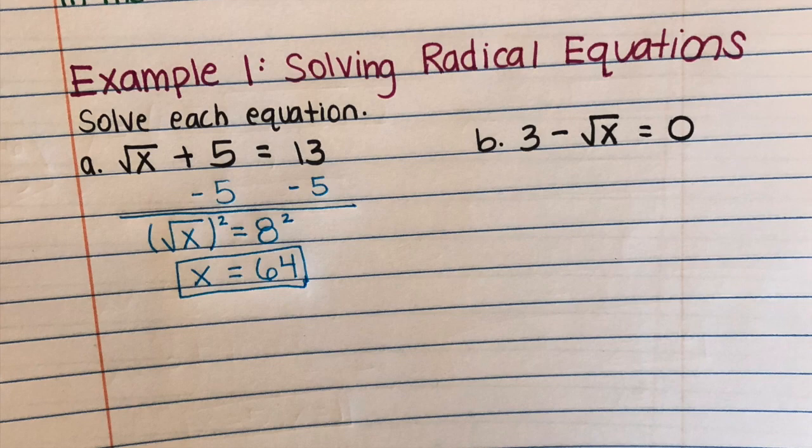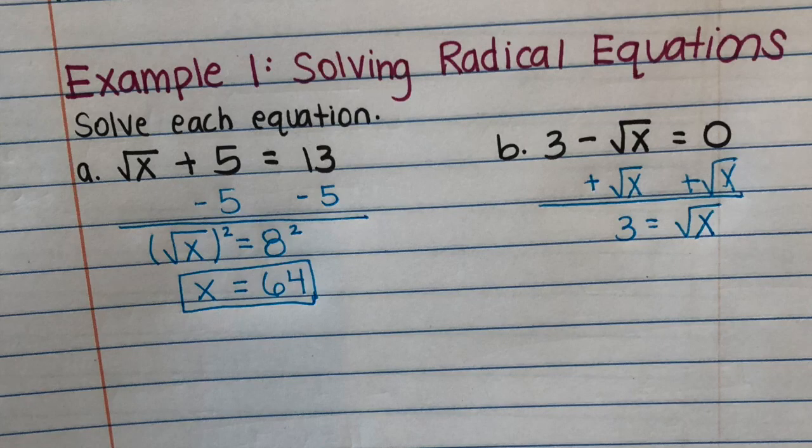Now I didn't write this down, but if I wanted to check my solution, I could just replace x in the original equation with 64. So the square root of 64 plus 5 should be equal to 13. And we know that the square root of 64 is 8, so 8 plus 5 is equal to 13, which means that I can be certain that my solution here is correct.